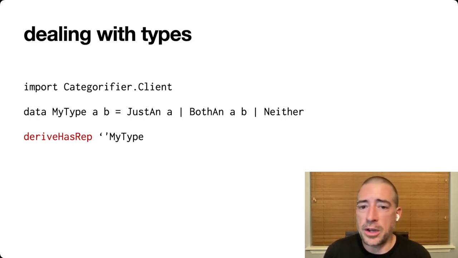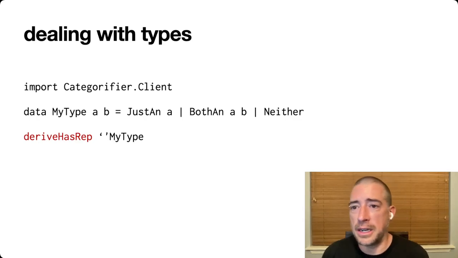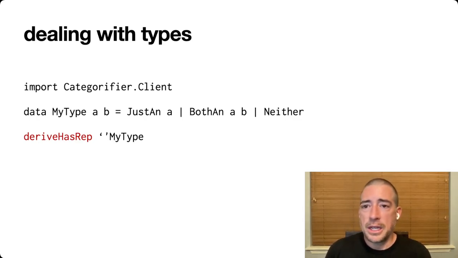And the plugin will also tell you very explicitly when it needs a HasRep that you haven't provided, what type it's for and everything. So it's pretty minimal boilerplate, but it would still be great to have that derived generic in there instead.